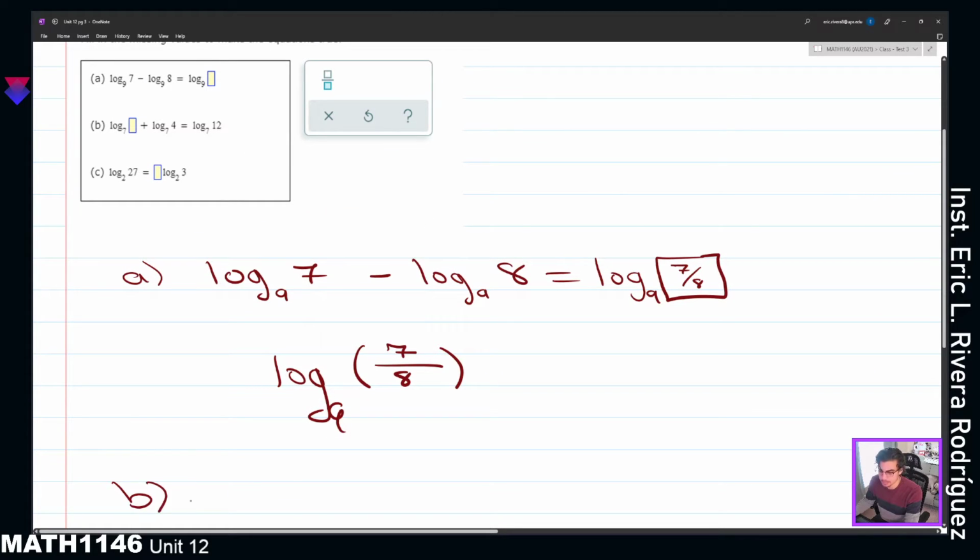B. Log base 7, we don't know the argument of that logarithmic function. Here we have log base 7 of 4 equals log base 7 of 12.